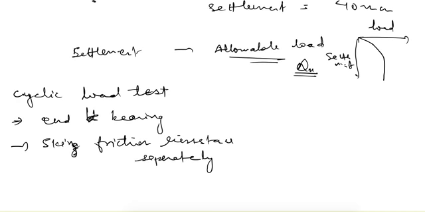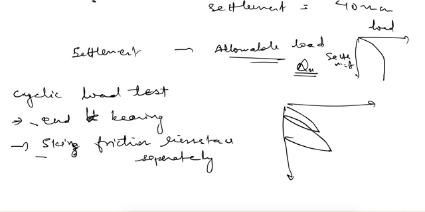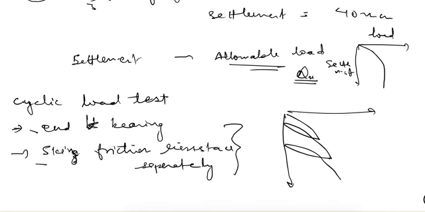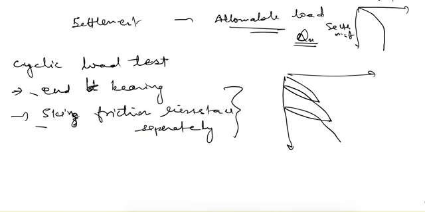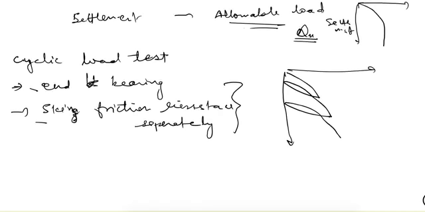But if we want to find out separately the end bearing and the skin friction, then this cyclic load test is used. In this test, what is done? First, some load is applied and the corresponding settlement is noted. Then this load is removed. This pile will rebound due to elasticity, and after this point the test will begin again. So this kind of curve is obtained, and using that these two values are obtained. This kind of knowledge is enough for exam purposes. After that we will see the dynamic load formula.